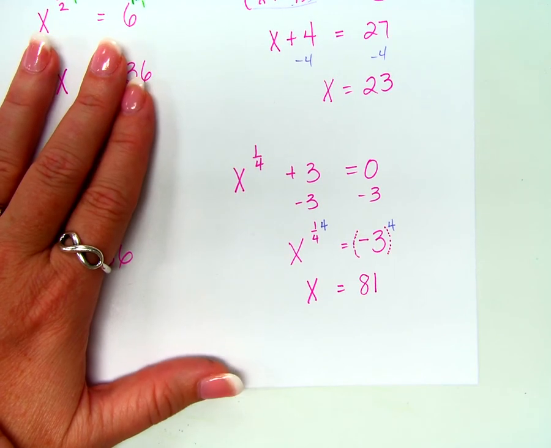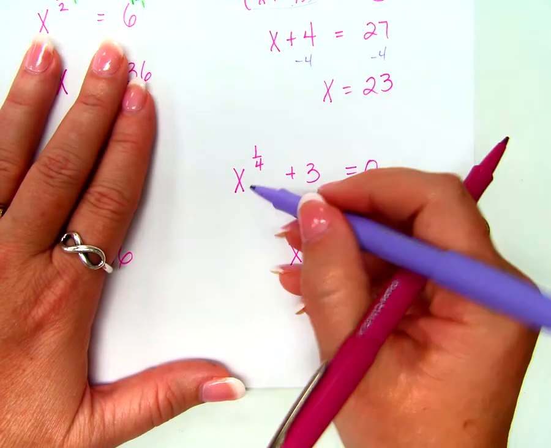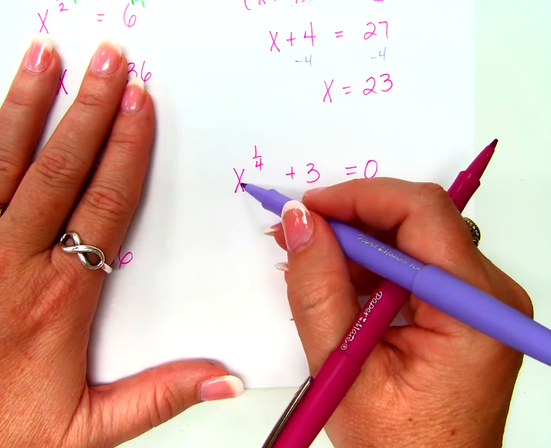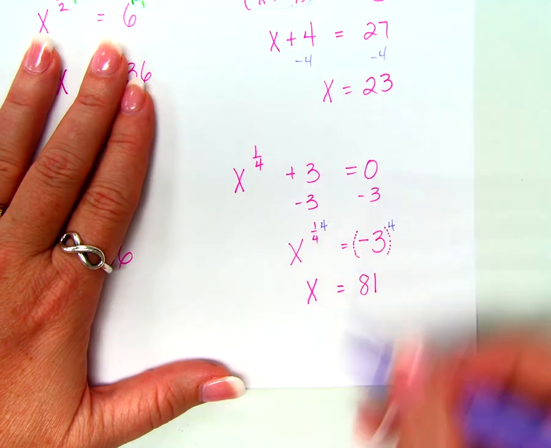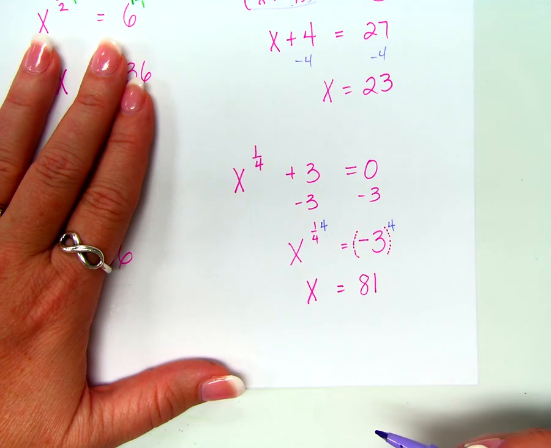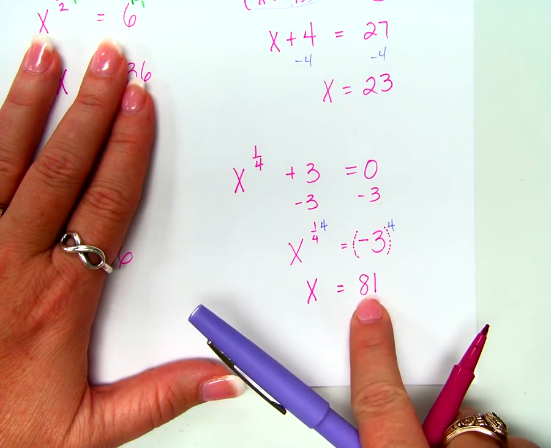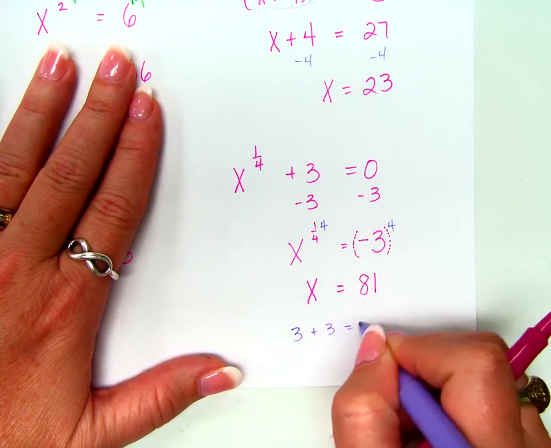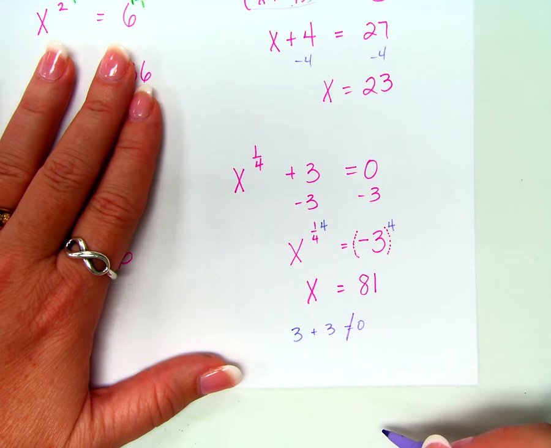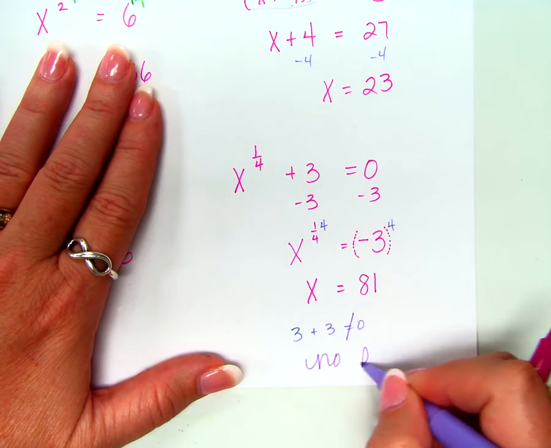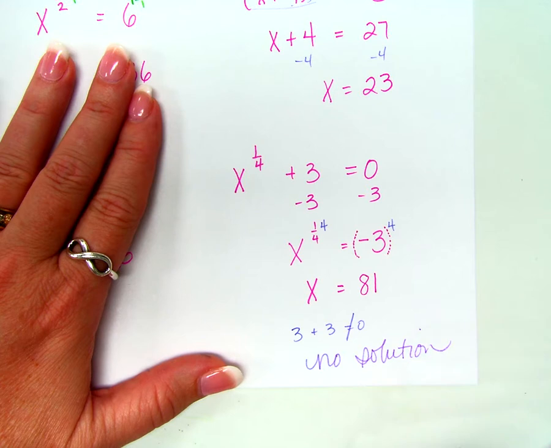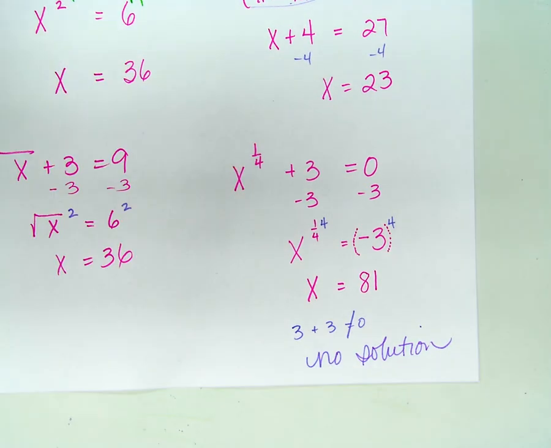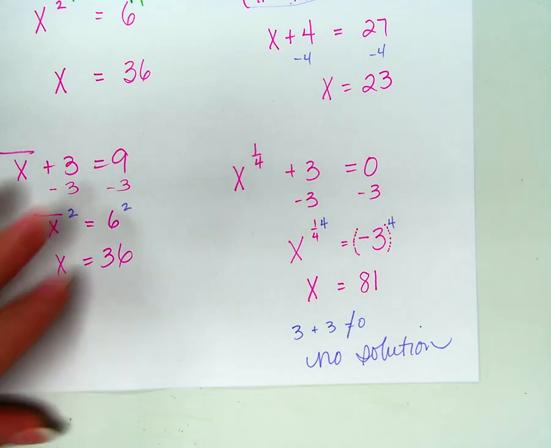We didn't check it, did we? Okay. 81. What's the 4th root of 81? 3. 3 plus 3 equals 0. Except, I said what's the 4th root of 81, and we said 3, and that's the right answer. Is 3 plus 3 equal to 0? No, that's not equal. That one doesn't work. So is checking our answers really that important? Yes. Yes, it is. Okay.